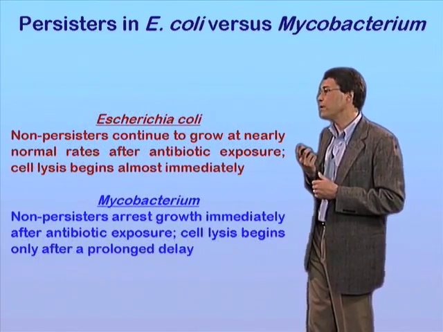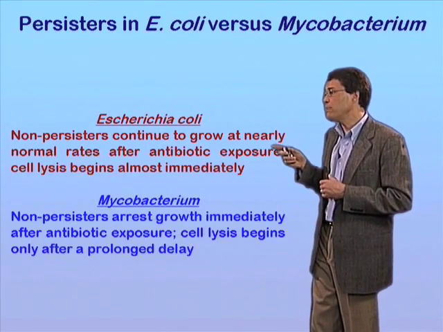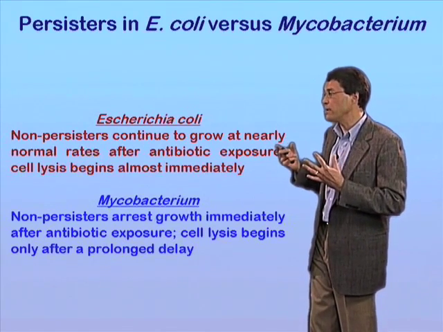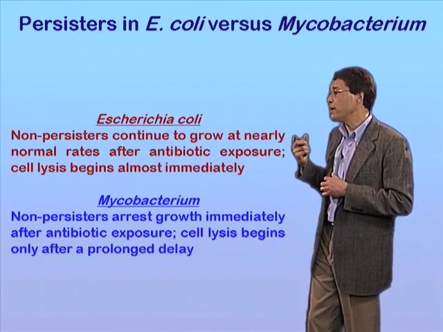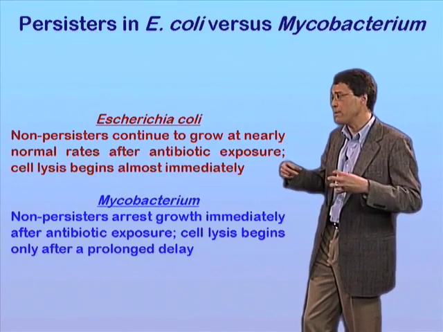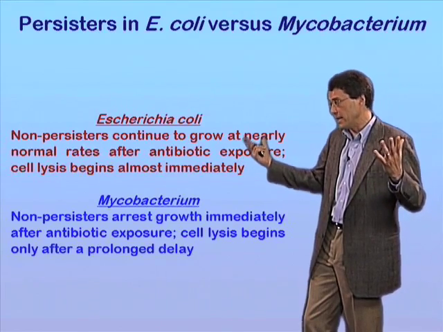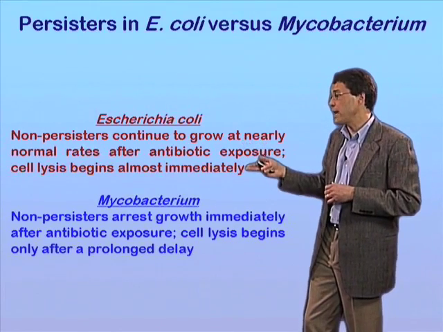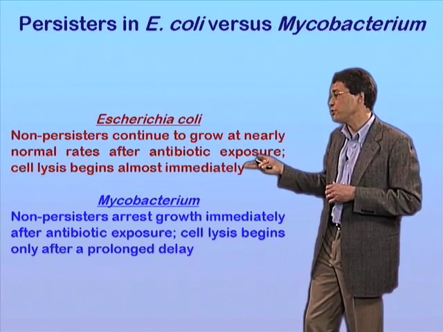The second point of contrast is that in E. coli, the non-persisters, those cells that actually die in the presence of the drug, continue to grow at nearly normal rates after exposure to the antibiotic. So the antibiotic doesn't stop them at all. They keep on elongating until they lyse. And that cell lysis occurs actually quite rapidly after exposure to the drug.